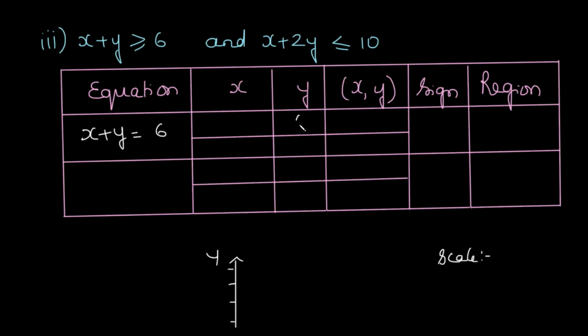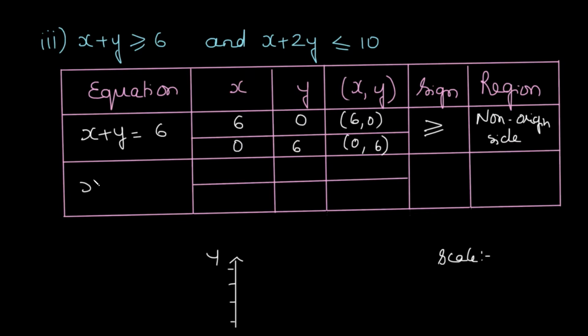So I put y as 0 and I get x as 6. I put x as 0 and get y as 6 again. So in this case it is 6, 0 and 0, 6. What about the sign? The sign is greater than or equal to, so the region is the non-origin side.